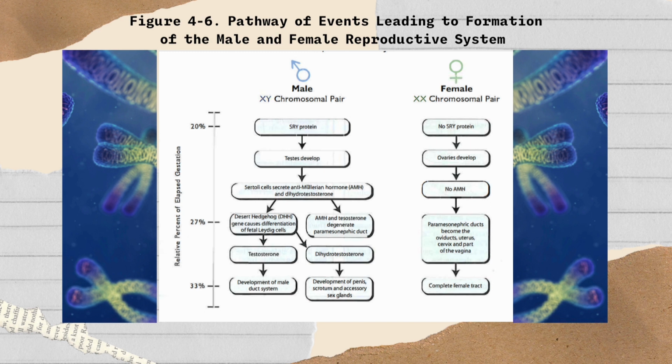The testicular cords anastomose to form the rete testis, which becomes continuous with 15 to 20 persisting mesonephric tubules, the ductuli efferentes. The testis-determining factor also induces differentiation of gonadal mesenchymal cells into the interstitial Leydig cells. For the female, the X chromosome does not have SRY protein, and then the ovaries develop, and unlike in the male, it has no AMH. Paramesonephric ducts become the oviducts, uterus, cervix, and part of the vagina, and finally, the female tract is complete.